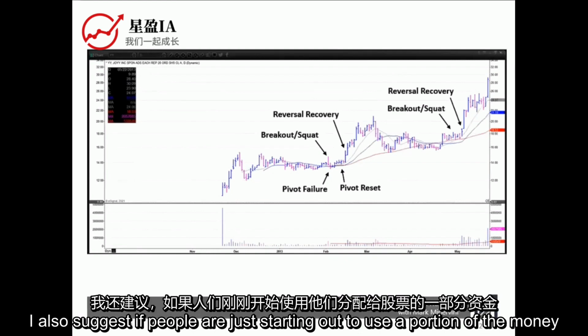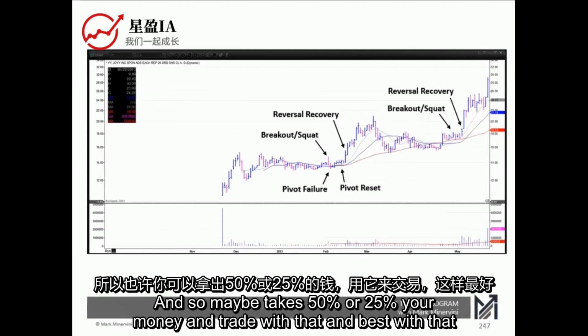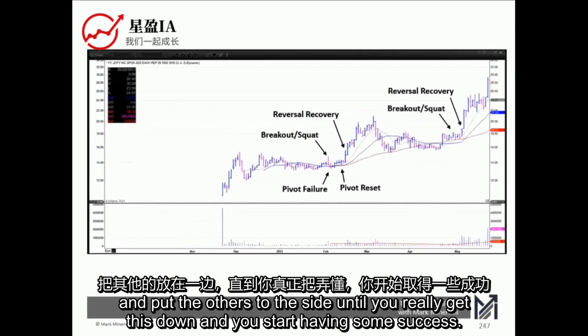I also suggest, if people are just starting out, to use only a portion of the money they have allocated for stocks, because you're bound to make a lot of mistakes. And so maybe take 50% or 25% of your money and trade with that, invest with that, and put the rest to the side until you really get this down and you start having some success.